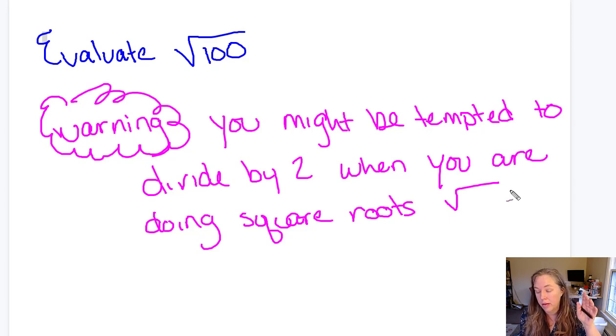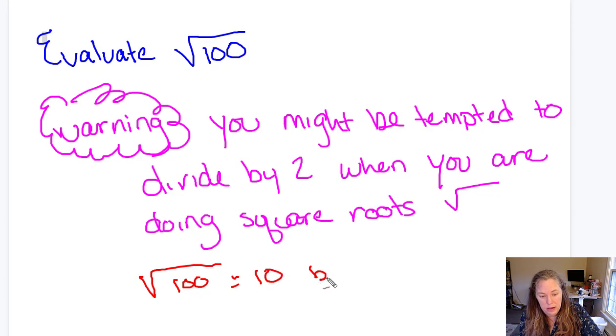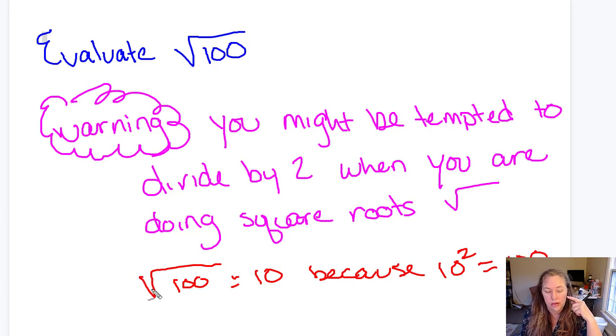Dividing by 2 says what number times 2 is 100. Okay, we're not dividing by 2, we're saying what number times itself is 100. So what number squared is 100? Or if a square has an area of 100, what is the side length? Okay, so the square root of 100 is 10, because 10 squared is 100. So the square root undoes a square.